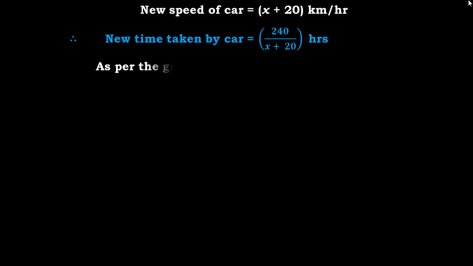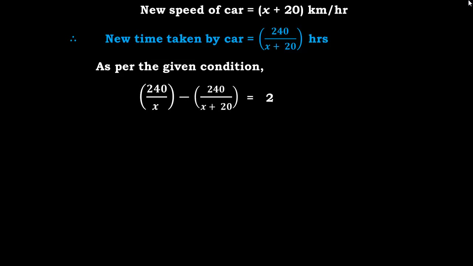Now as per the given condition, we can write 240 upon x minus 240 upon x plus 20 is equal to 2. So we can solve this by taking 240 common. In bracket we have 1 upon x minus 1 upon x plus 20 is equal to 2. Now solve the bracket by cross multiplication. At the same time this 240 you can bring to the RHS, you will get 2 upon 240.